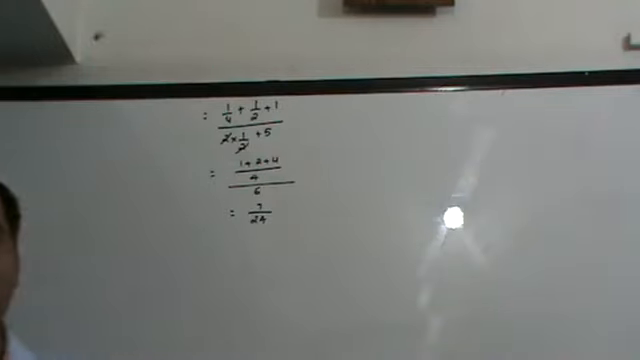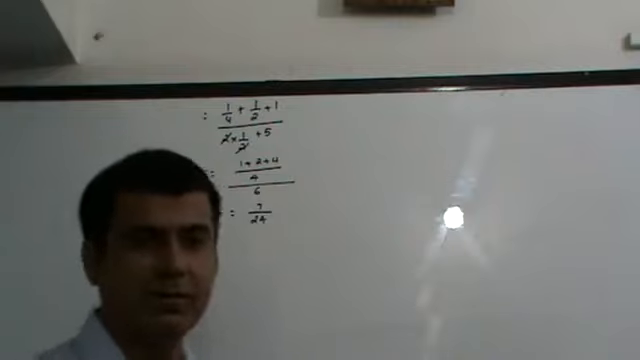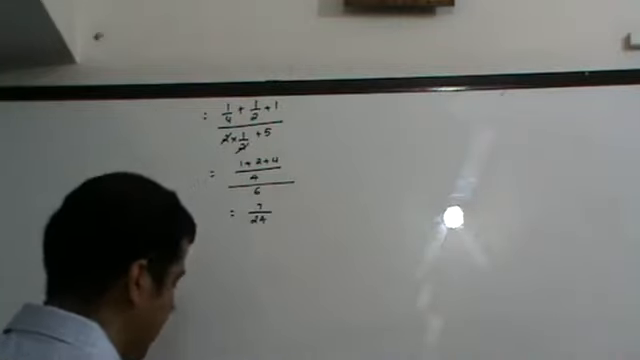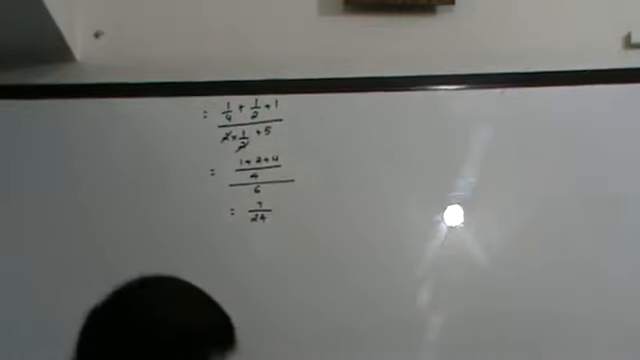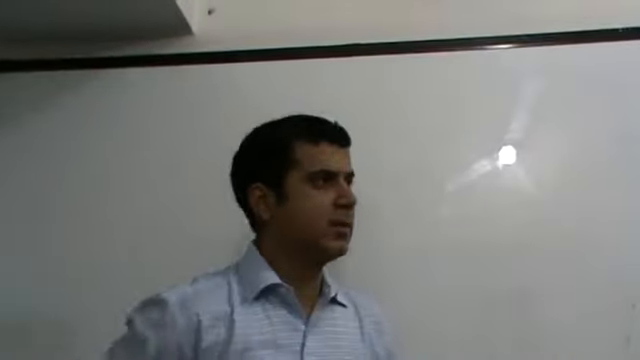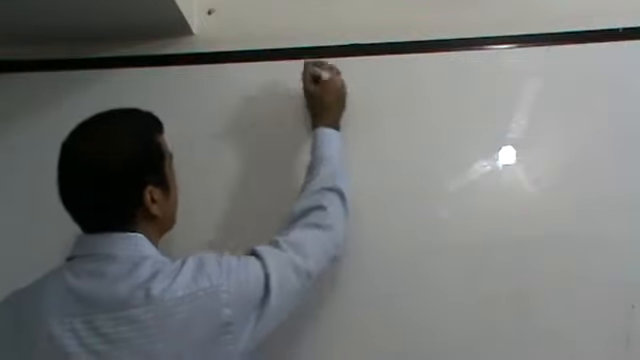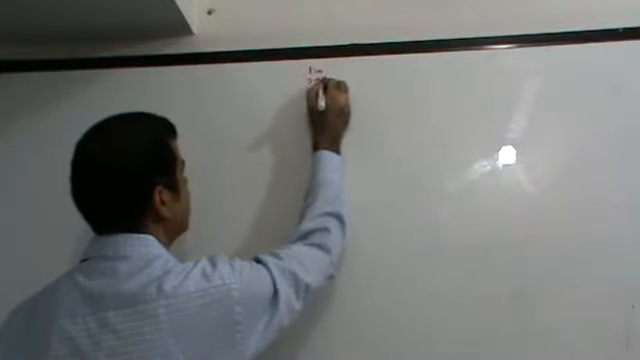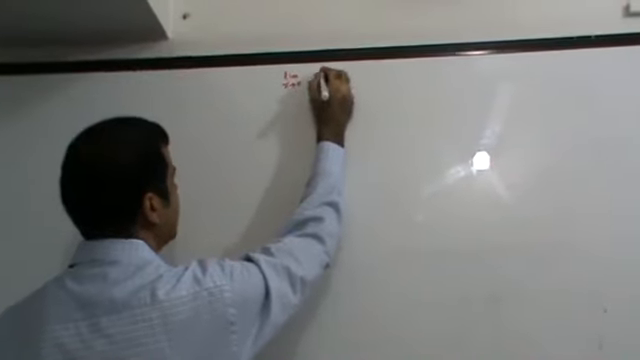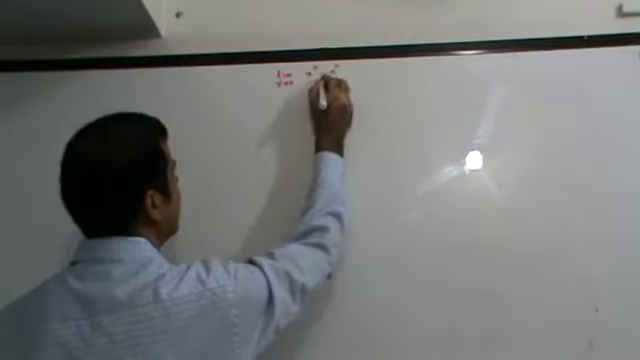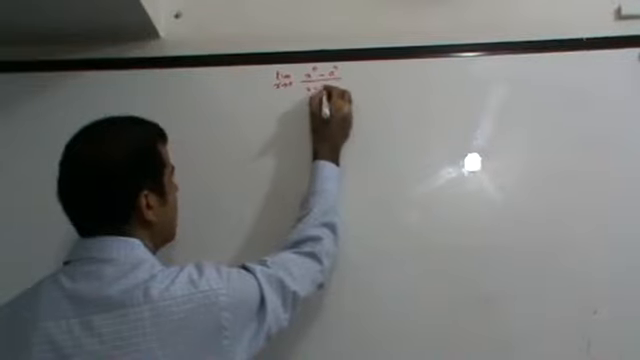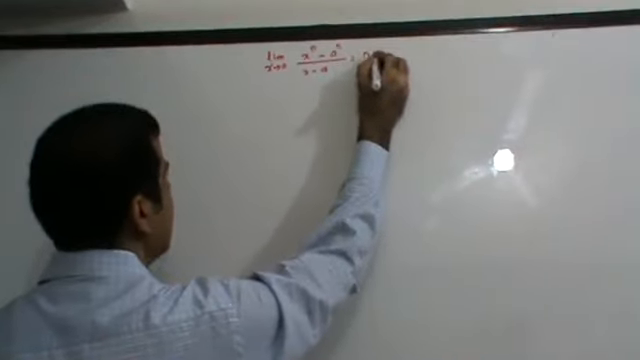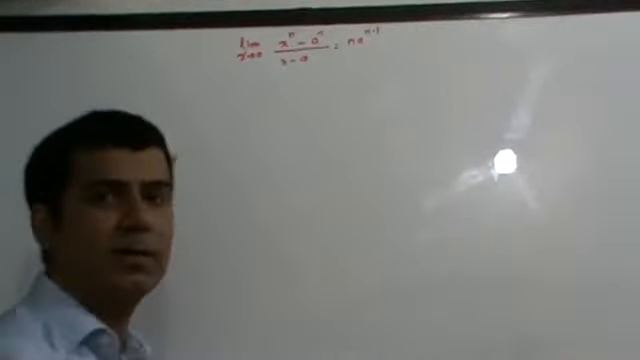Now, this was how you would solve by synthetic division. Now, we also have a formula wherein you could solve all this. Let's write the formula in some other color. The first formula of limits: limit of x tends to a, x raised to n minus a raised to n upon x minus a is n a raised to n minus 1.